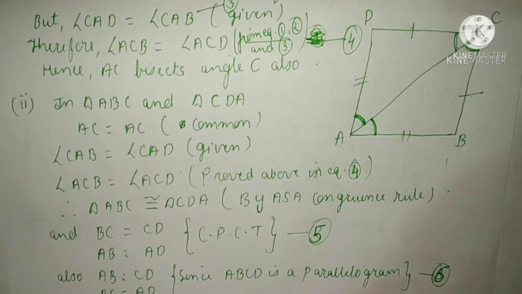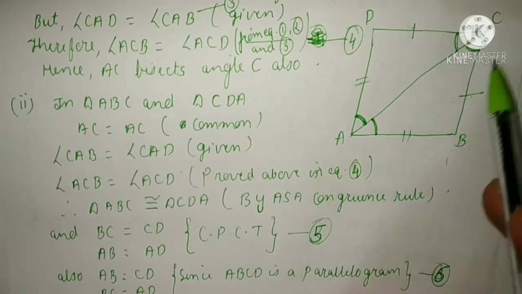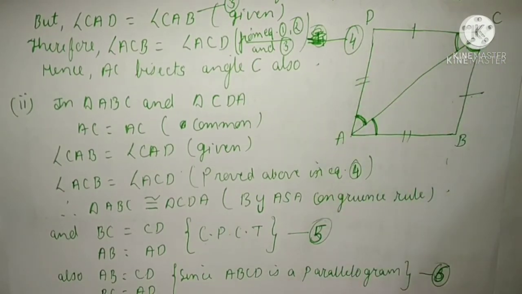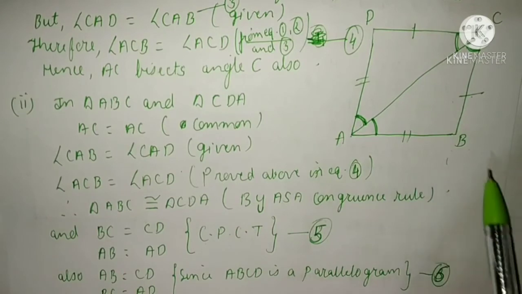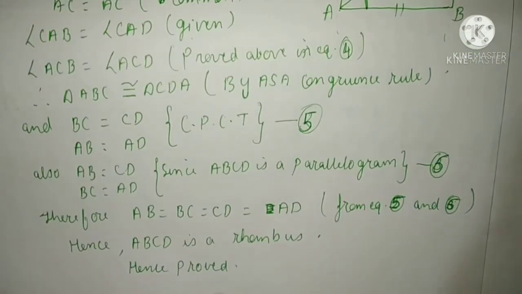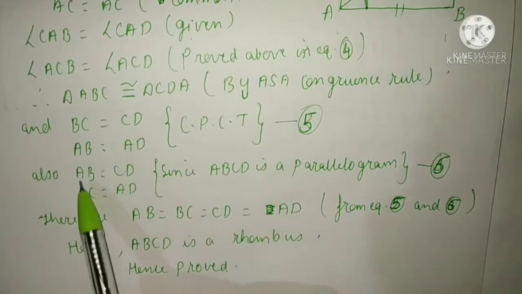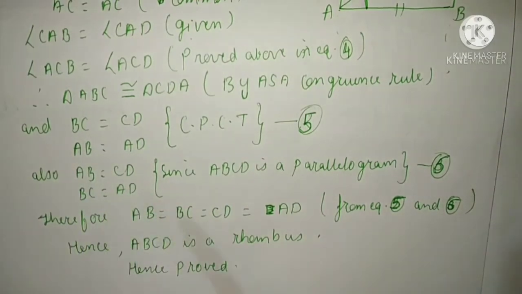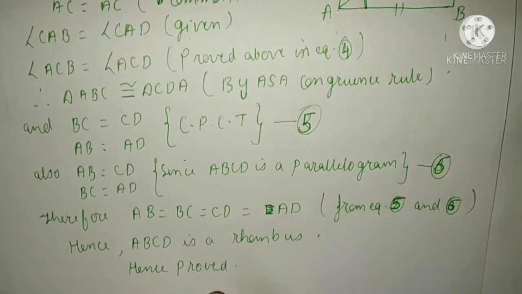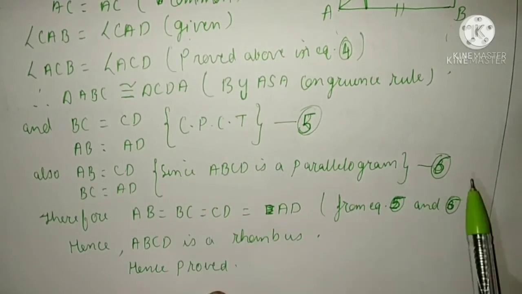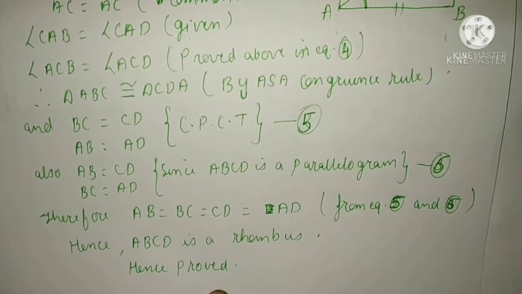Okay, now one more thing, since this is a parallelogram, so opposite sides will be equal. That means AB will be equal to CD and BC will be equals to AD. So write these equations also. AB is equals to CD and BC equals to AD, and reason will be since ABCD is a parallelogram. Name this equation as equation number 6.